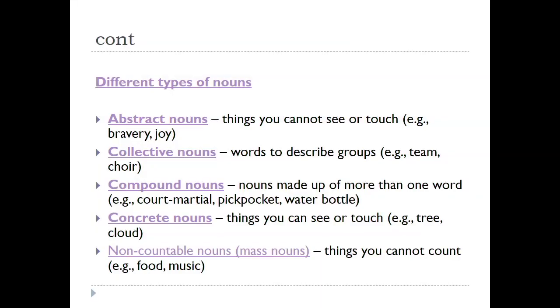We move on and we go to nouns. Nouns are names. Nouns are names of anything. Any name, whether an animal's name, a person's name, is called a noun. Now there are abstract nouns, collective nouns, compound nouns, concrete nouns, and non-countable nouns. Here is information on each type of noun. Try to understand it. Try to have enough examples, because you might find them in the examination. Please don't mix them up. Okay.